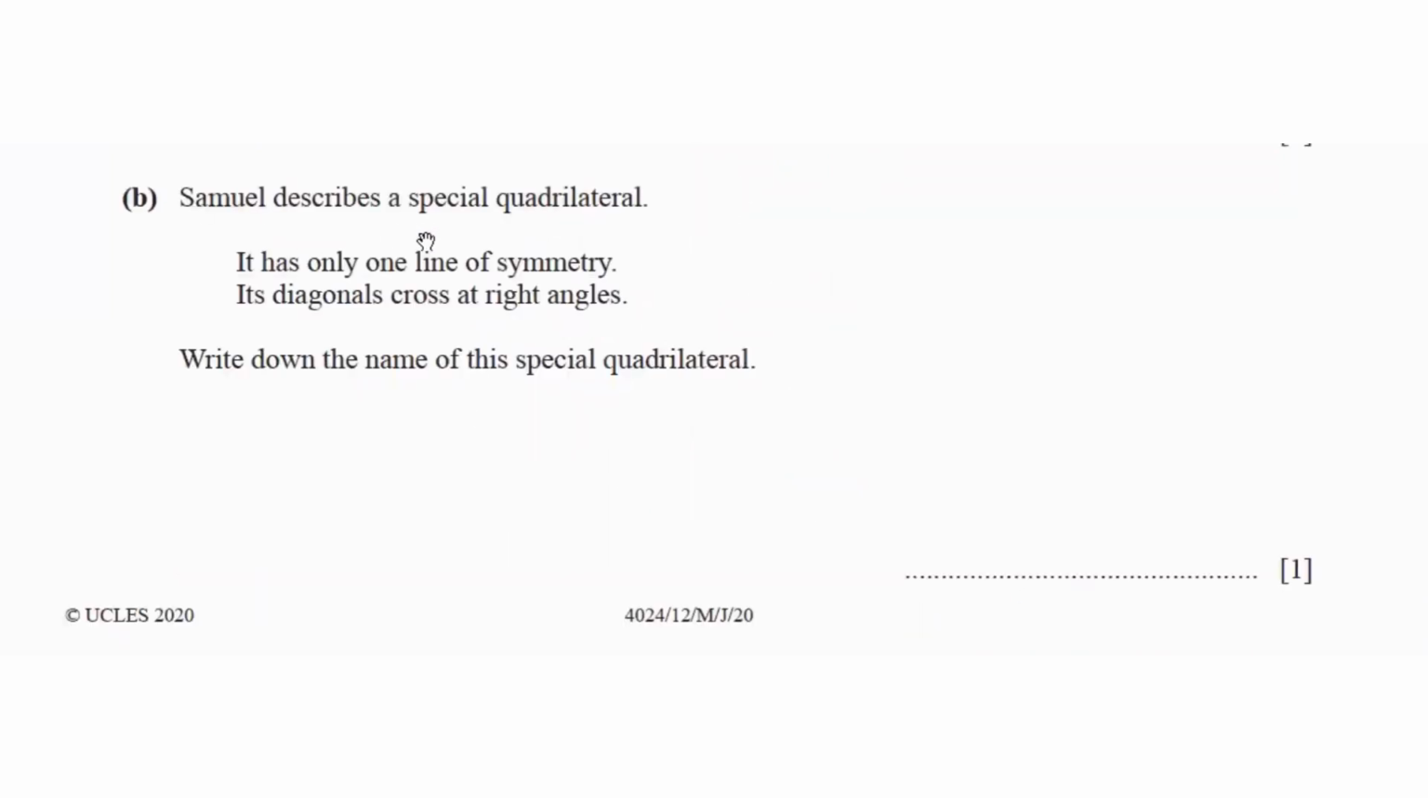Part B says Samuel describes a special quadrilateral. It has only one line of symmetry. Its diagonals cross at right angles. Write down the name of this special quadrilateral. So if you remember, a kite has only one line of symmetry and the diagonals cross at 90 degrees. So that means our quadrilateral is a kite.